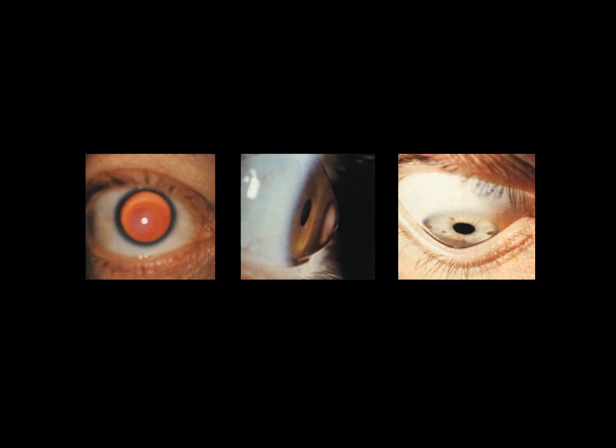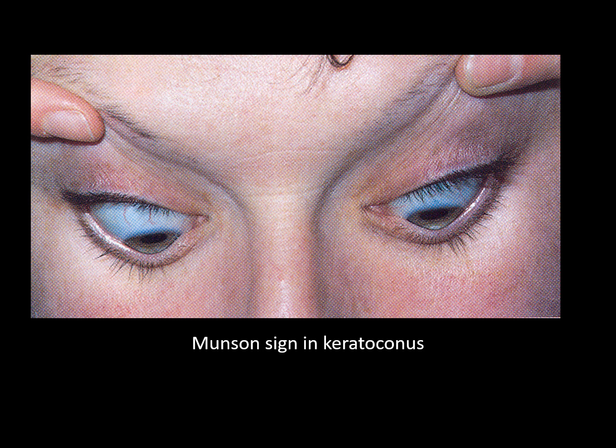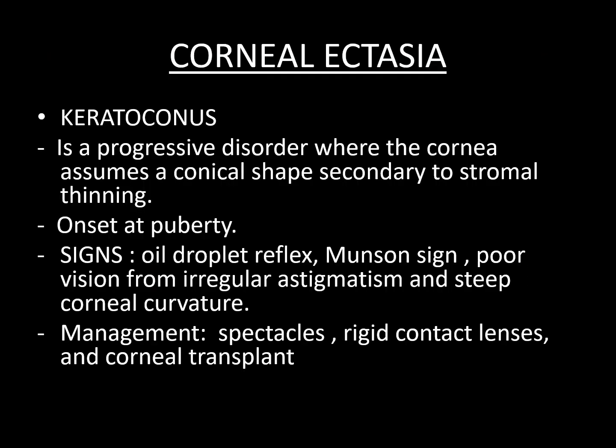This is Munson sign, but here's another picture of Munson sign. Munson sign is just this abnormal steep curvature of the eye, which should have been round like this. And when you look there, there's a little bit of an opacity there, which could be a scar on the cornea, secondary to corneal eye drops.